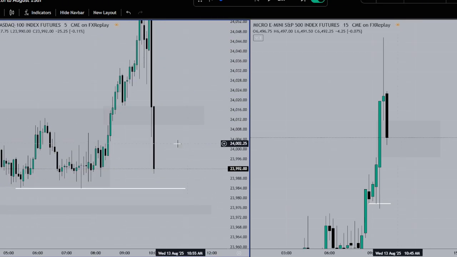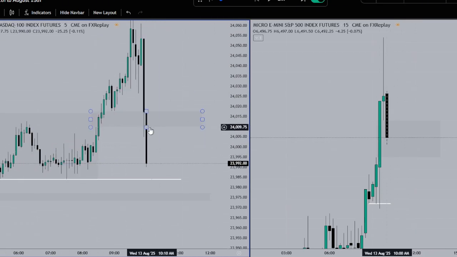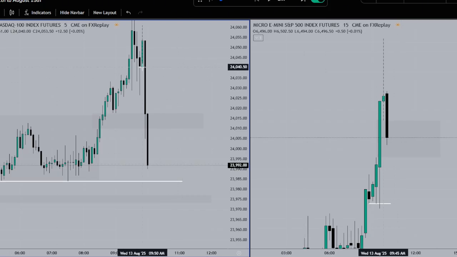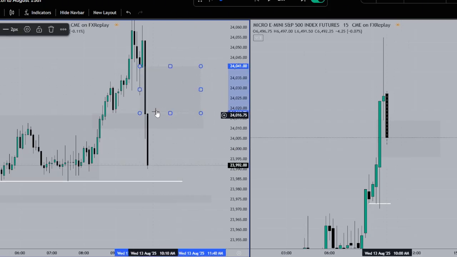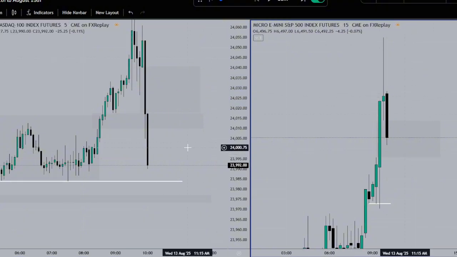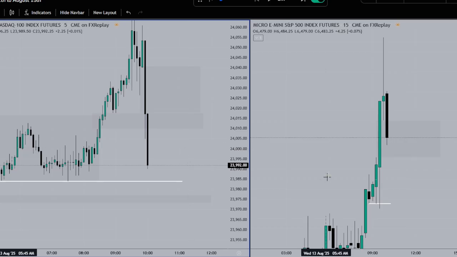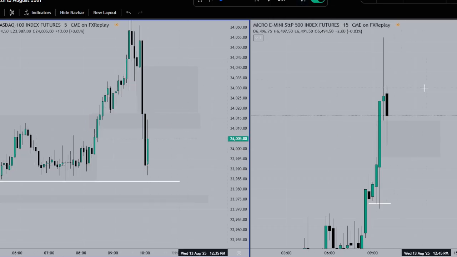Now, for me, I probably would have missed that entry just because it's at 10 a.m. Ideally, I'd be waiting for a tap into this 5 minute fair value gap and then a confirmation below. And I want to see how ES reacts as well. So let's see how the next 5 minute candle closes. So we get a small little retracement.